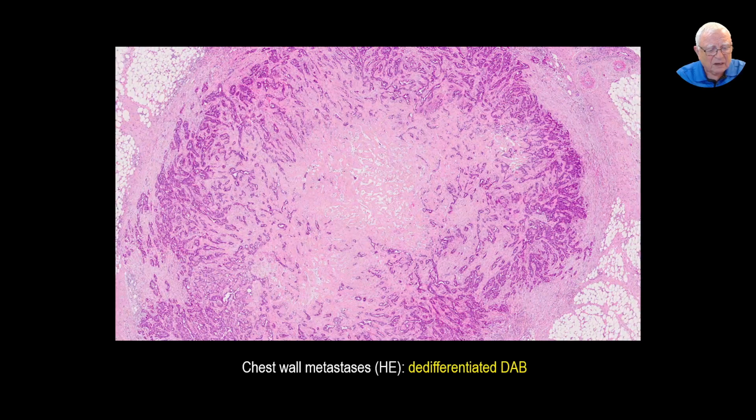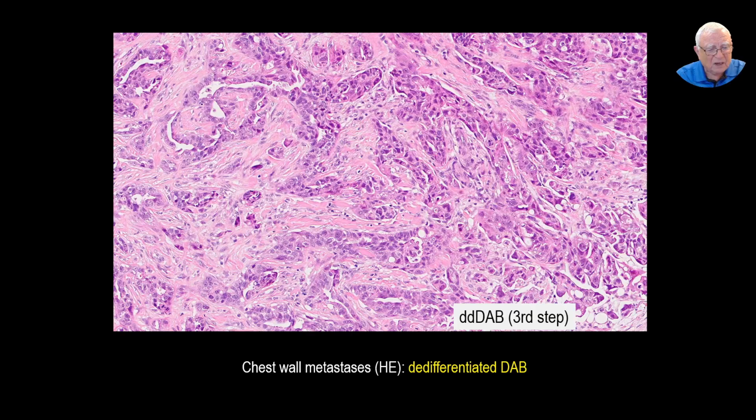The desert again. Dedifferentiated DAB, dear colleagues, this is step number 3. They are so loose as they ever can be.